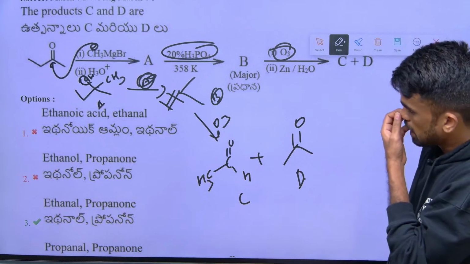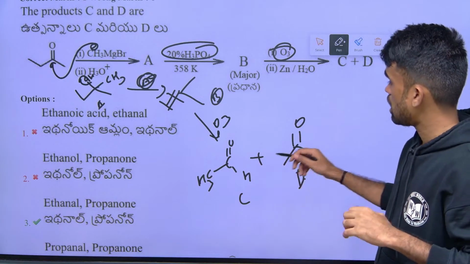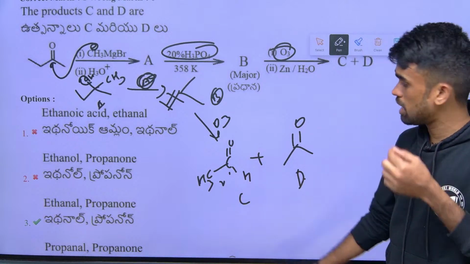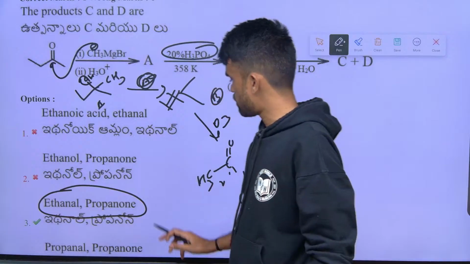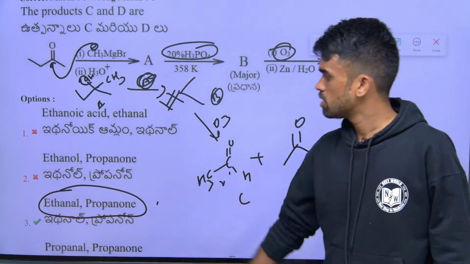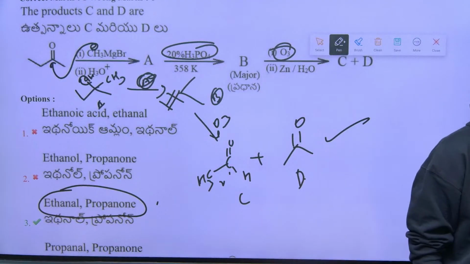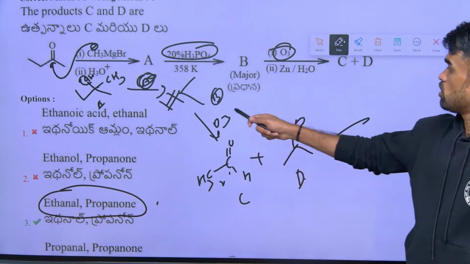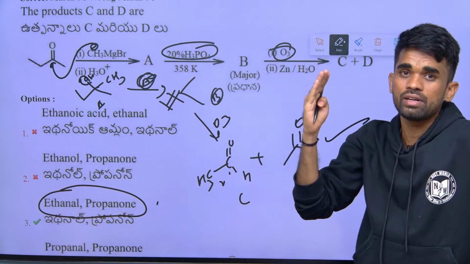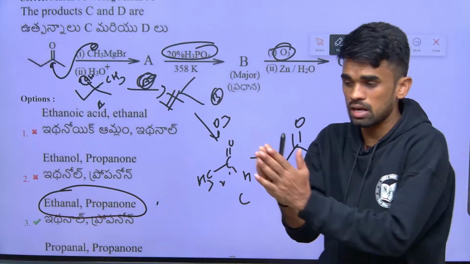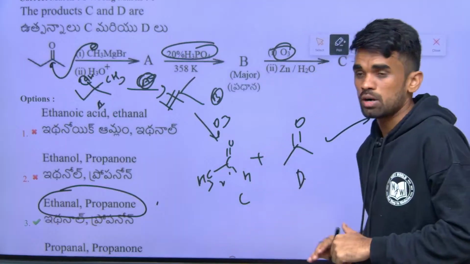One is acetaldehyde, or we can say ethanal, so this is ethanal, another one is propanone or acetone. So option 3 is correct for this question. Hope it is clear how I am solving this kind of questions. So whenever you have an alkene, wherever the double bond is present, just cut them, divide the two alkene carbons and place oxygen on each, that's it. You will get the respective carbonyl compounds.